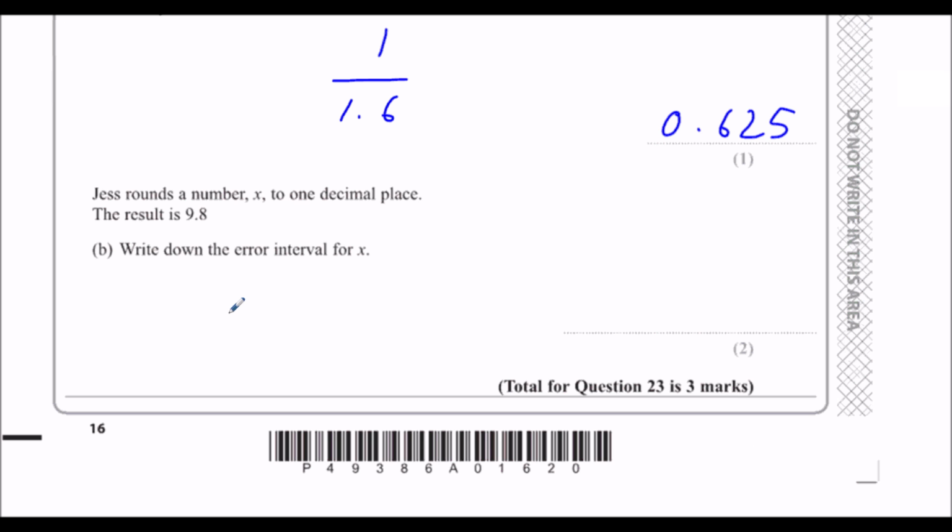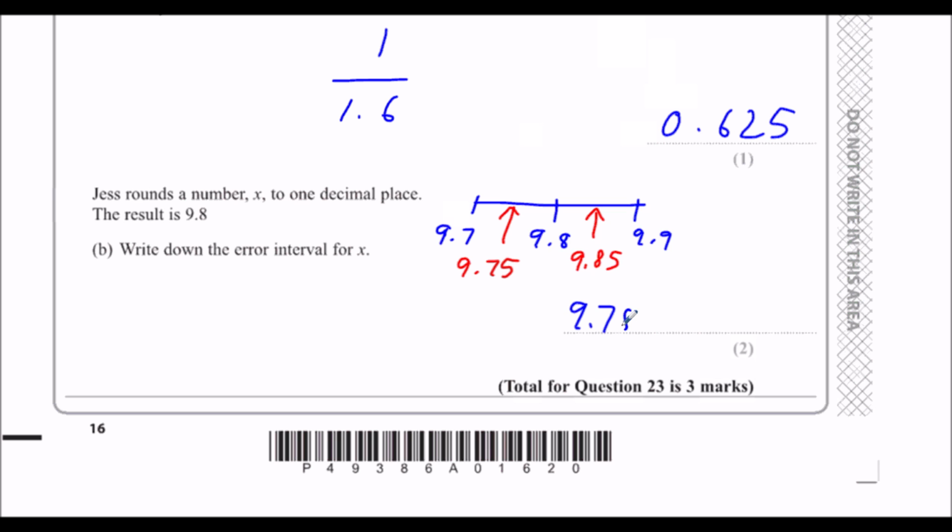Part B. Jess is rounding a number, x, to one decimal place. The result is 9.8. Write down the error interval. So it's 9.8. The one below would have been 9.7. The one above is 9.9. So halfway, 9.75 and 9.85. So 9.75 is the smallest it can be. 9.85 is the biggest it can be.